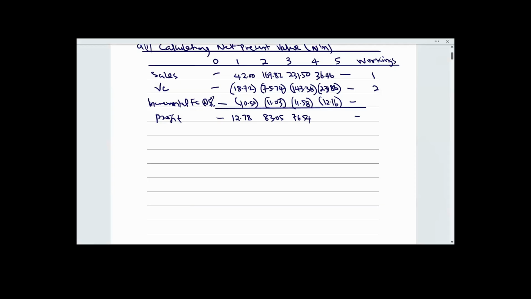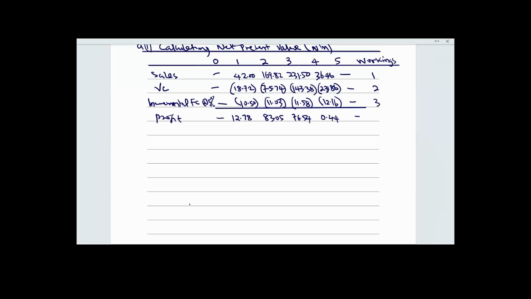Then year 4, 36.46 minus 23.86 minus 12.16 equals 0.44. Here is 0.44. Okay, so these are our taxable profit.